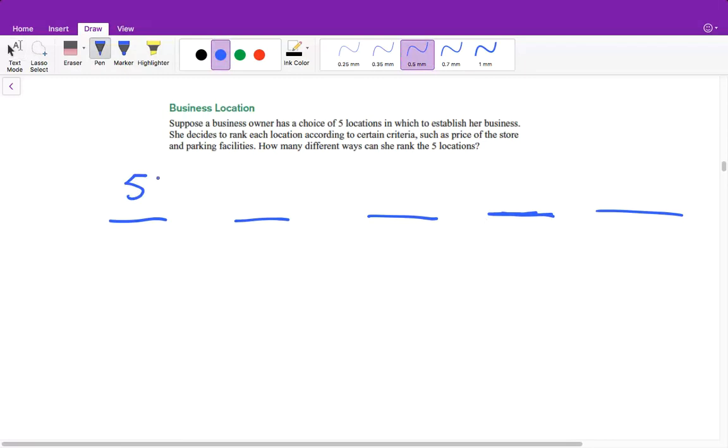Our second event, once we rank our first one, then we no longer have that location left over, so it's gone from us. But now we have 4 left over that we can rank. And then after we pick 2, we're down to 3, we're down to 2, and we're down to 1. When we have these multiple events that are taking place, we need to multiply them together. All right, so that means if we multiply them, we would get 120 ways that we can rank these.